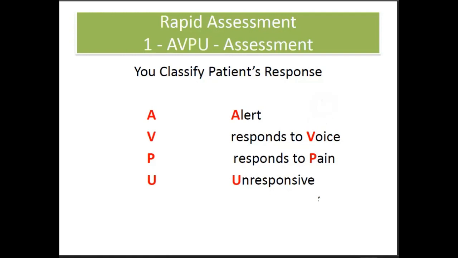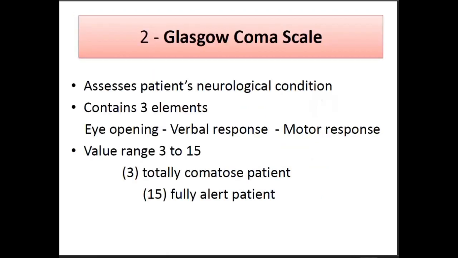You document this in the chart. So alert, response to voice, response to pain, unresponsive. Glasgow Coma Scale is very important, and you make sure that you know how to calculate it. You have three components: eye, verbal, motor. There is no zero; it is either 3 or 15.